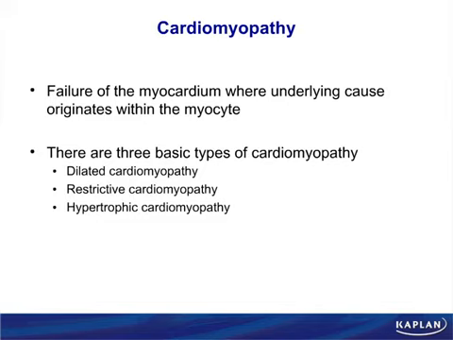All right, to end this chapter, let's talk about the cardiomyopathies. This is a failure of the myocardium where the underlying cause originates within the myocytes. We're going to have 3 basic types: dilated, restrictive, and hypertrophic cardiomyopathy. By and large, the names pretty much fit with what's going to happen.